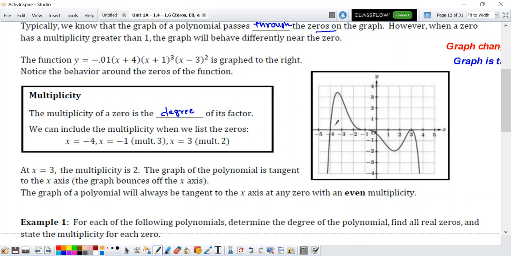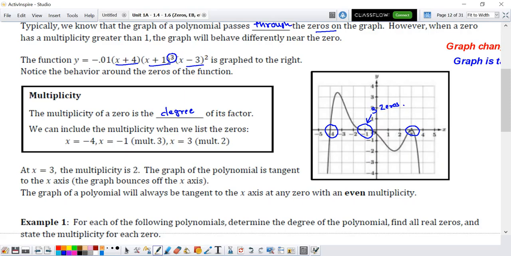So let's take a look here. The graph is going through negative 4, and we can see that that's one of the zeros. The graph is going through negative 1, which is here, and the graph is also going through 3, which is this factor. Talking about multiplicity, here you can see there is a third power. So here the graph looks like a cubic function. You can see that there are 3 zeros here.